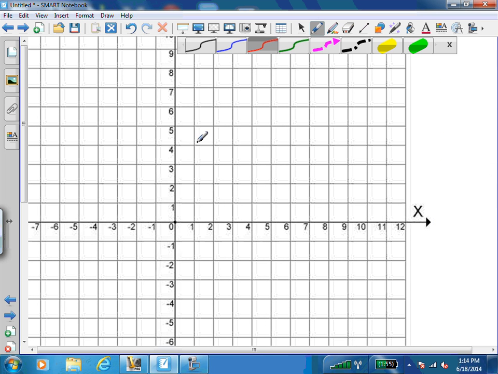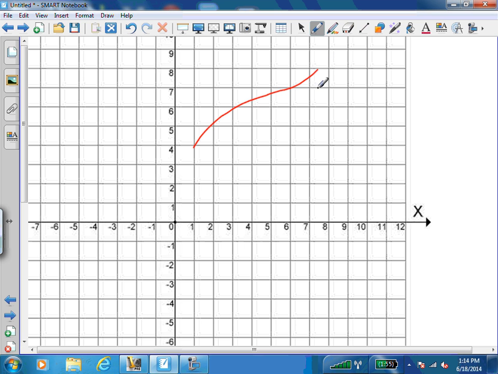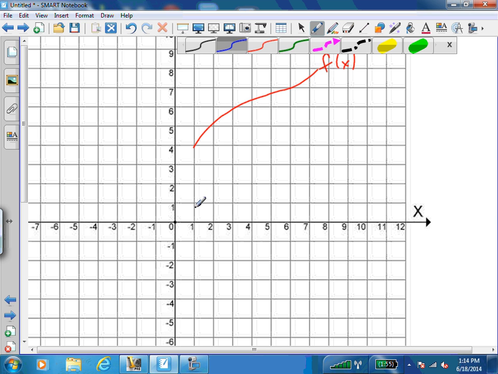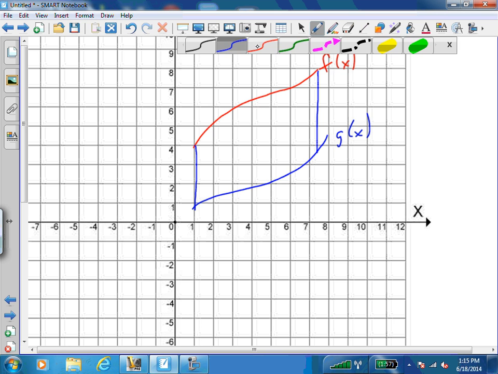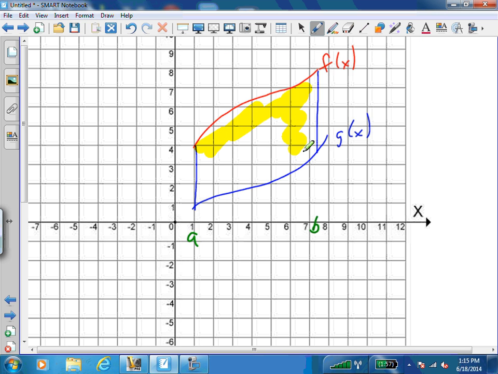We have this function f and some other function g that's a completely different function. We can get the area between f and g over a particular interval. So we can get this area if we want, if we're clever.